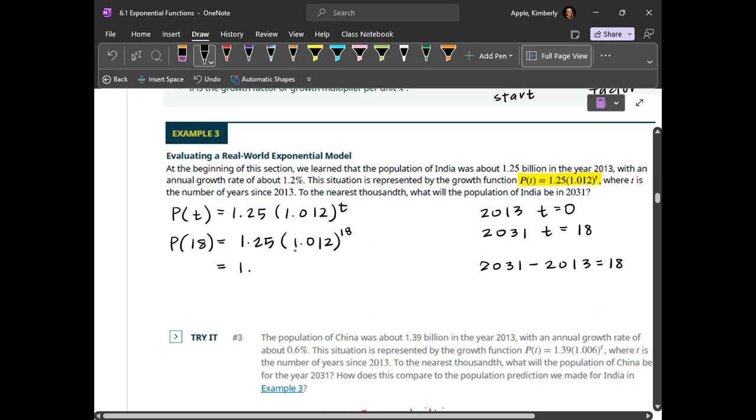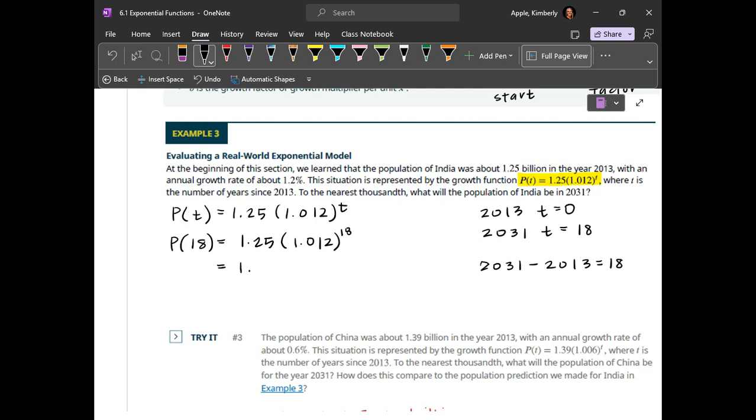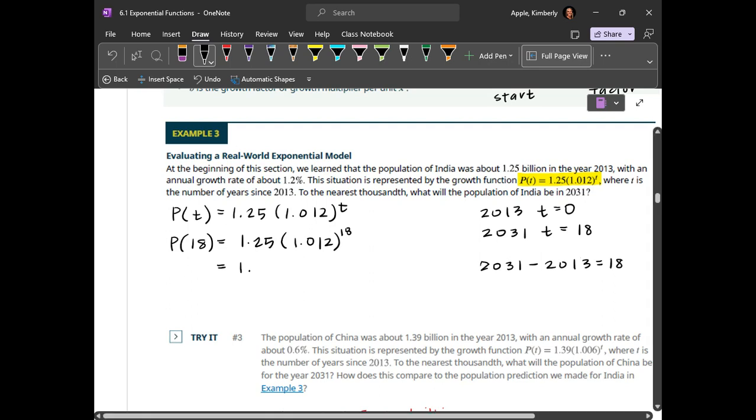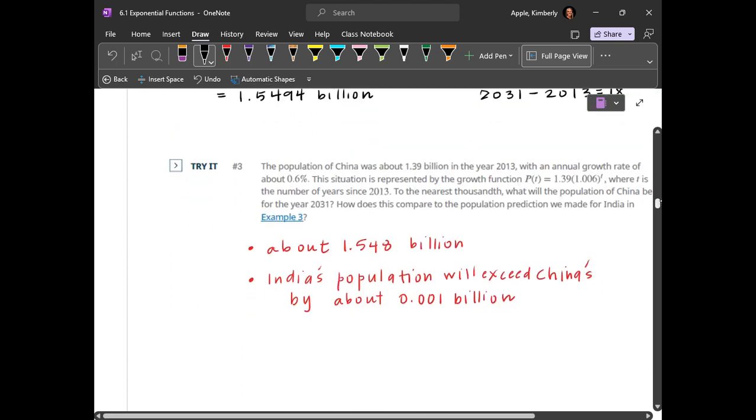Let's see. Actually, I have it to 3 here. Hold on, let me redo it. This would be 1.012 to the 18th power times 1.25. Okay. So this would be 1.5494 billion. I want to make sure I kept track of what I was asking you to do. I had 3 when I worked it out before. So population in 2031, 1.5494 billion. And now you give it a try.